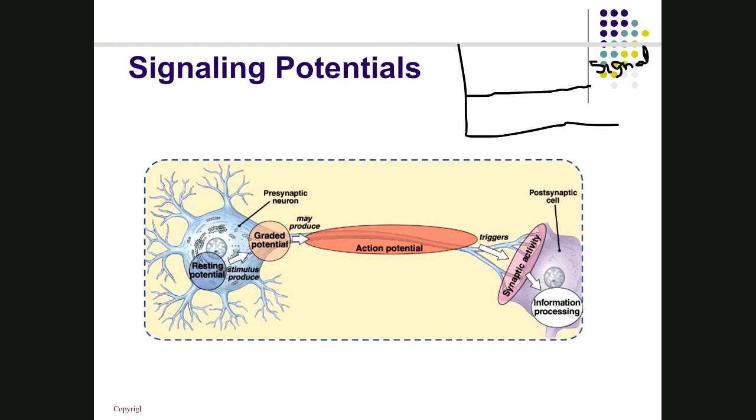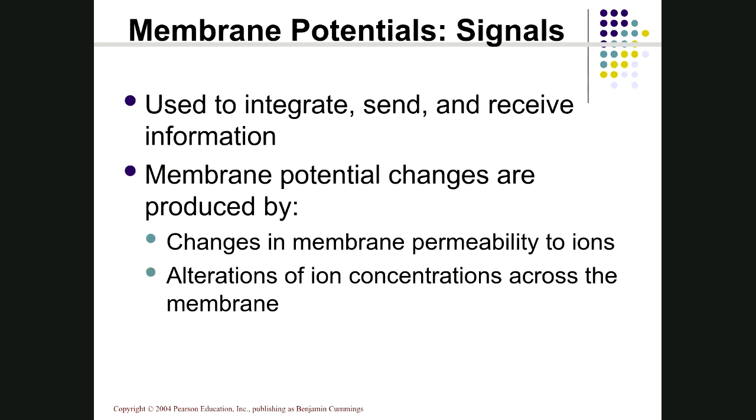So to do signaling, we're going to have different kinds of potentials which do change this line. And so these signaling potentials can be used for lots of things. They can be used to send information, receive information, integrate information. And what's going to happen here is we're going to change the ion movements. So we're going to make more ions move than what moves during resting potential. And when you alter the concentration of the ions, we're going to see a change in the graph.